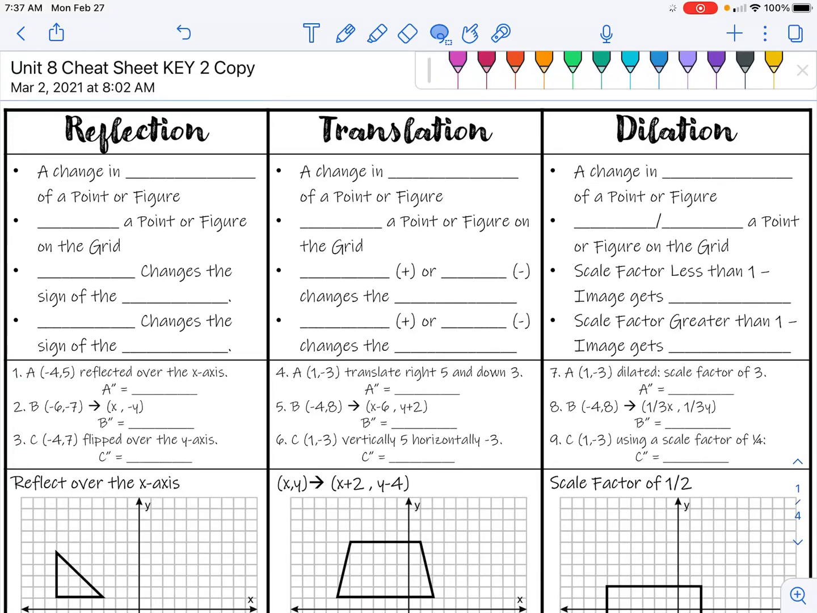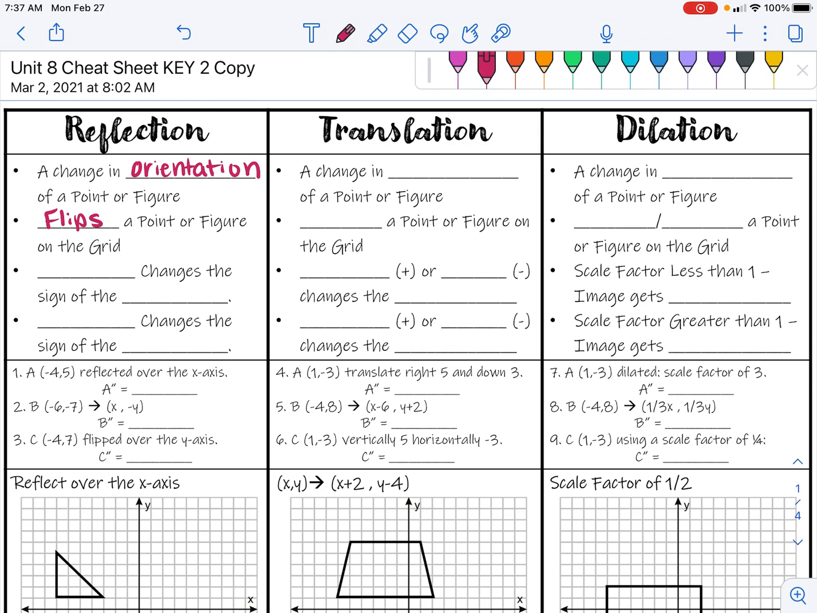All right, guys, we are going to go ahead and review our transformations. We talked about 3 transformations this unit. The first one we talked about was reflections. Reflections is a change in orientation of a point or a figure. This flips the point or figure over the grid.